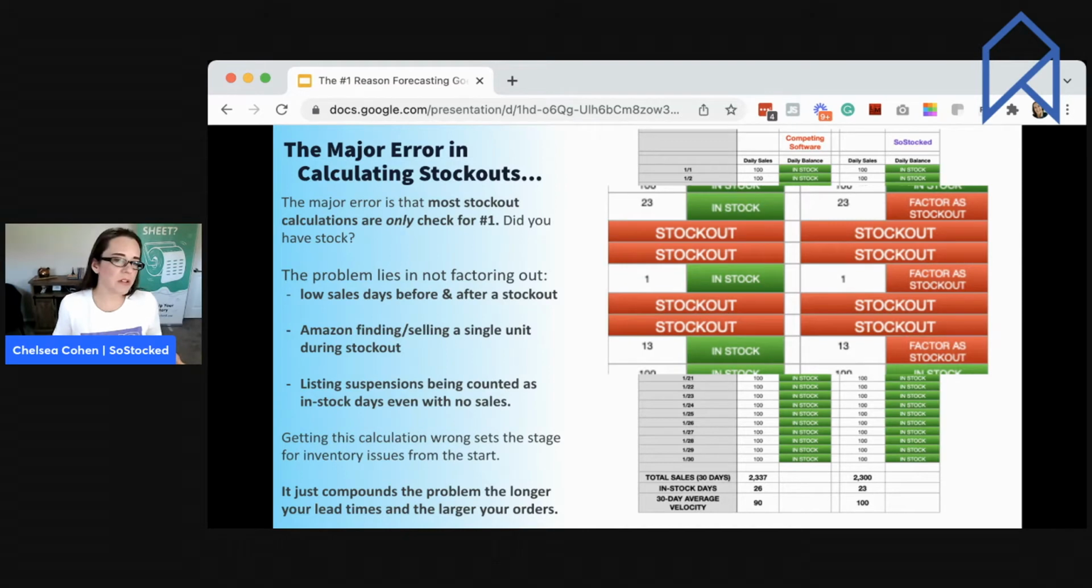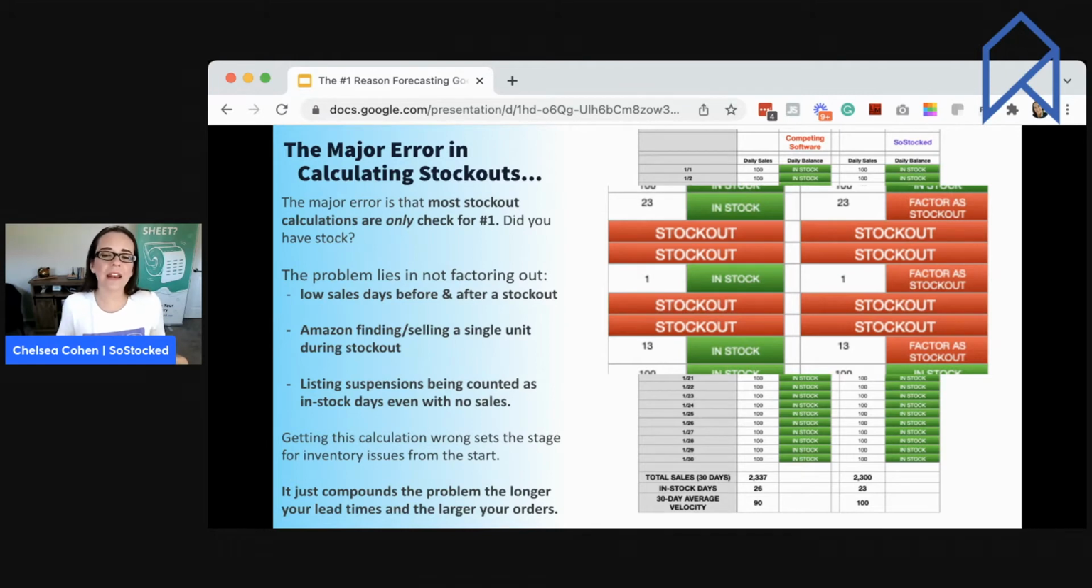Then you have a day where Amazon finds one unit and sells it. Then that's counted as an in stock day, but it should not be because your normal sales velocity is 100. Then you have stock out days, and then you come back in stock. And at the end of the day, as you come back in stock, you sell 13 units that day. And then you go back to your normal 100 units a day. The way that we analyze stock out days, yes, we have our normal stock out days, but we also factor this day when you should have sold 100 and you only sold 23, or you only sold 1, or you only sold 13. We're counting those as also being stock out days.